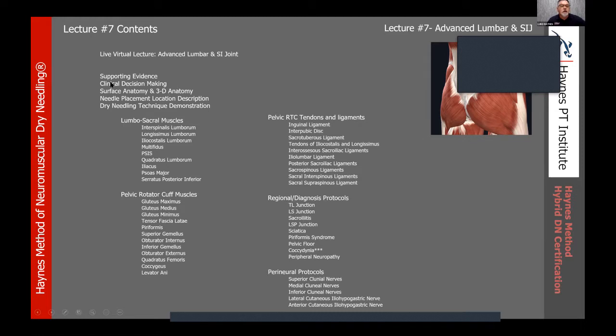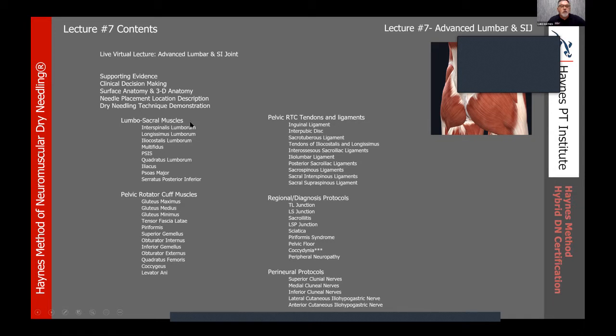We'll look at our clinical decision making in each of these locations: the lumbosacral muscles, the pelvic rotator cuff muscles, and then the pelvic rotator cuff tendons and ligaments. We'll be looking at three-dimensional anatomy, relevant surface anatomy. In each location, we'll talk about needle placement, and then demonstrate and look at the dry needling technique.